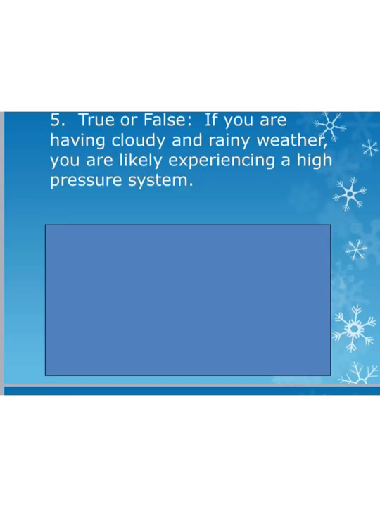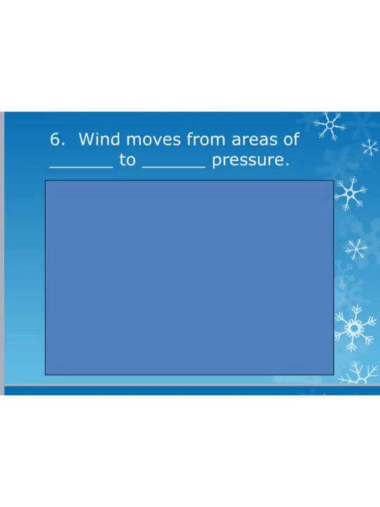Number 5, true or false, if you are having a cloudy and rainy kind of weather day, you are likely experiencing a high pressure system. That is false. A high pressure system would produce nice weather, like fair weather and very few clouds. Number 6, wind moves from areas of blank to blank pressure. Your answer should have been high to low.